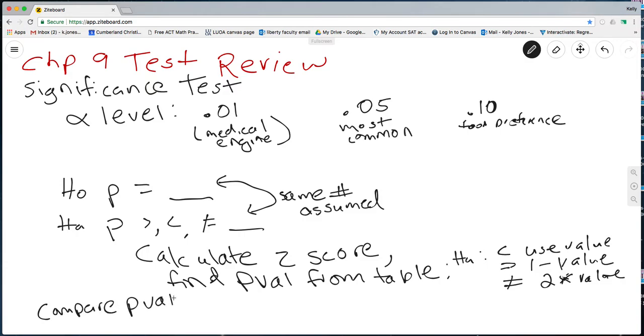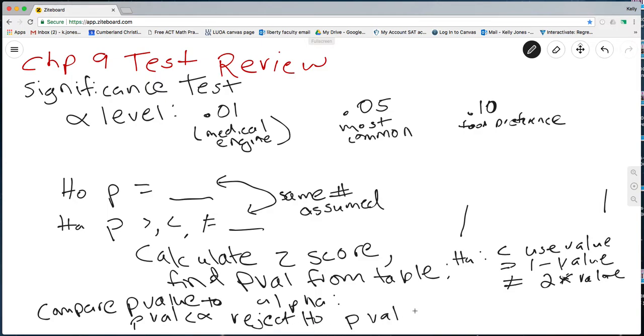All right, so once you have the p-value, you compare p-value to alpha. This is how we make our decision, okay? So if I were to make a decision, there are some things that we would compare it to. So if p-value is less than alpha, we are going to reject H0. And if p-value is greater than alpha, we fail to reject H0.